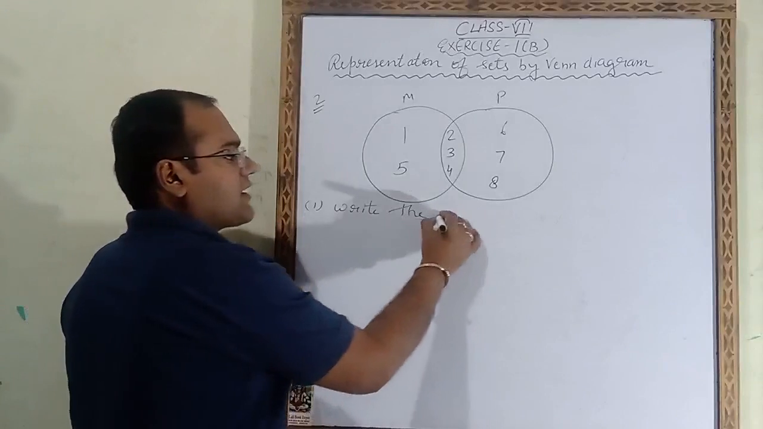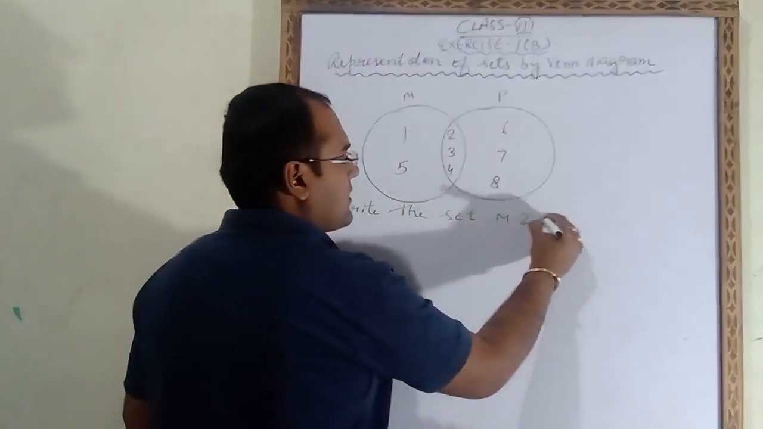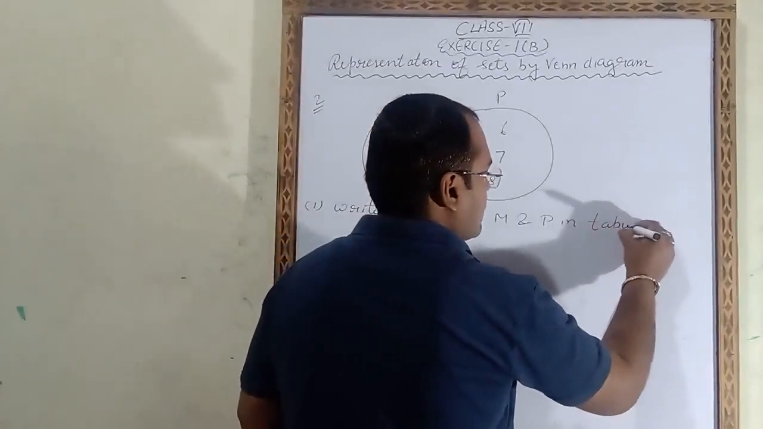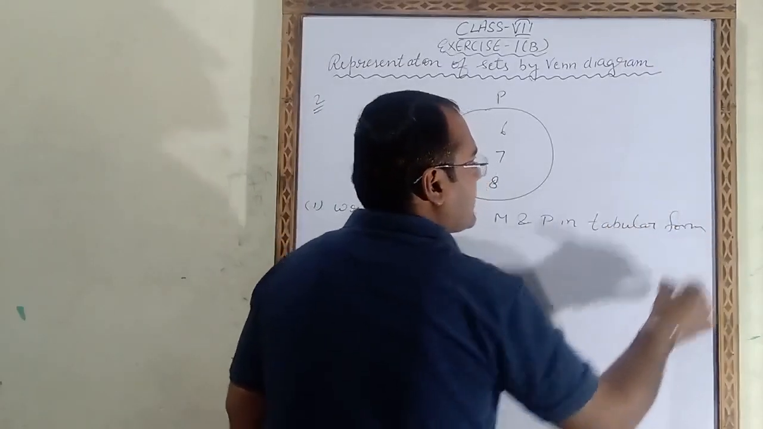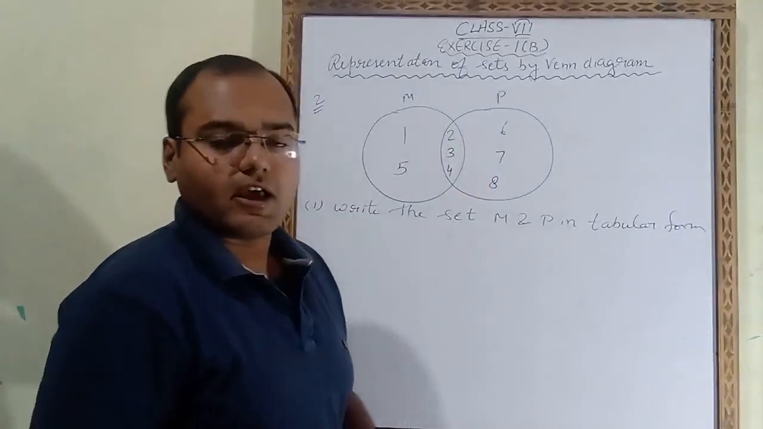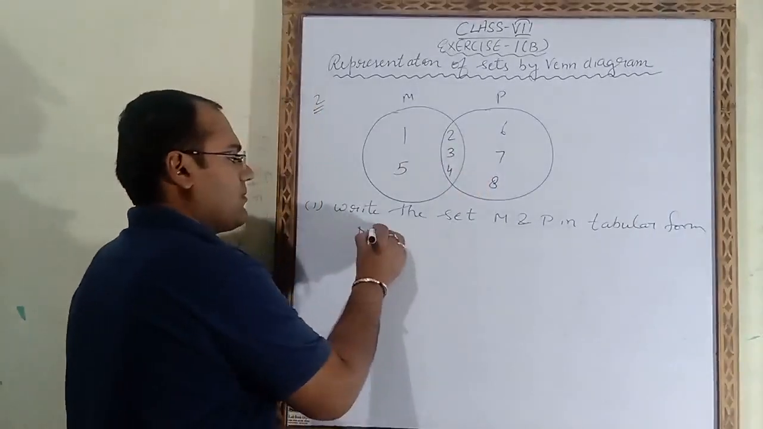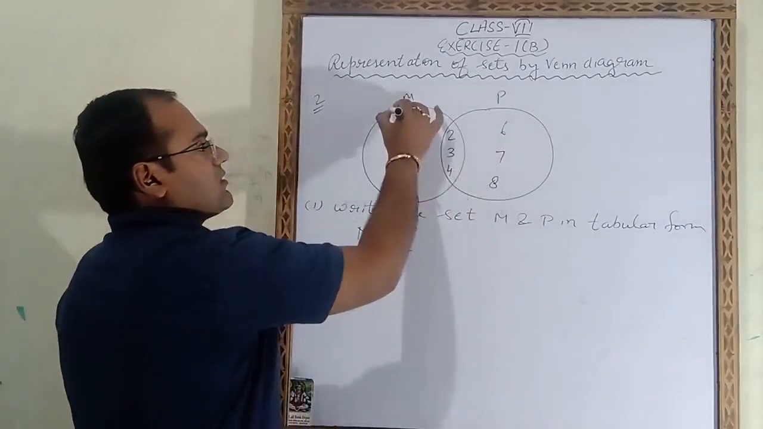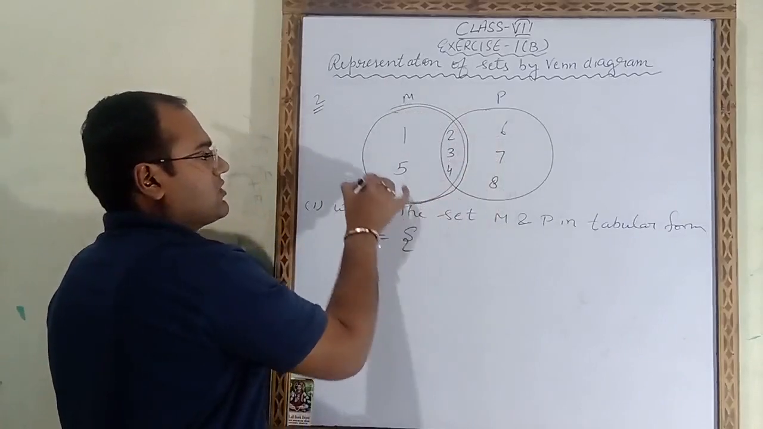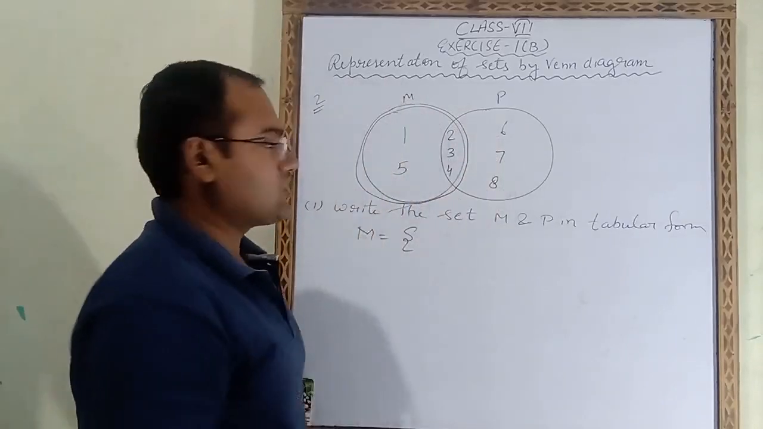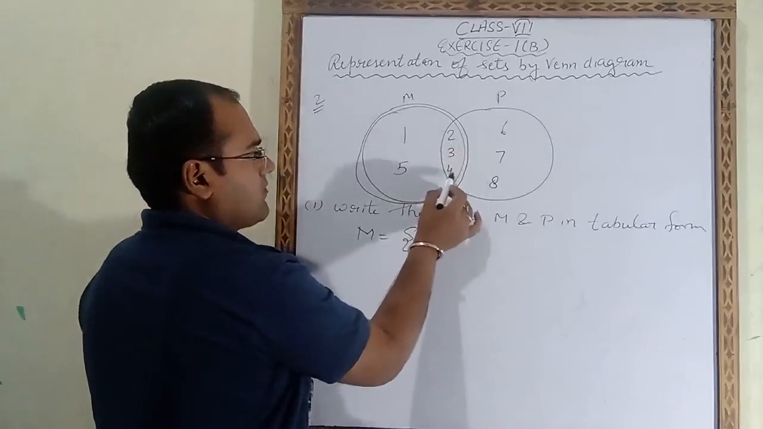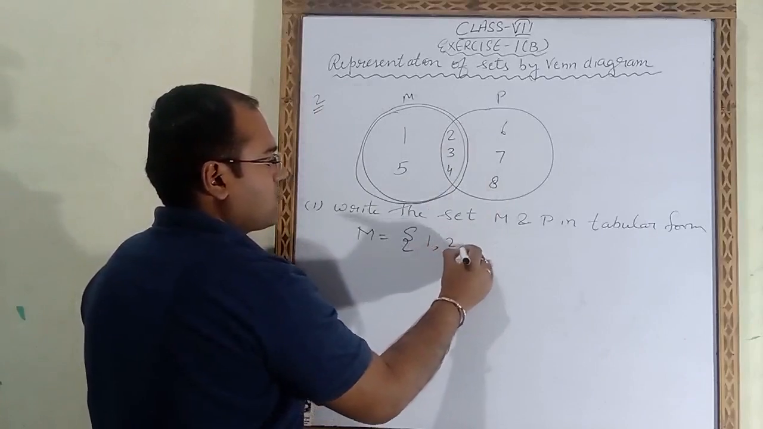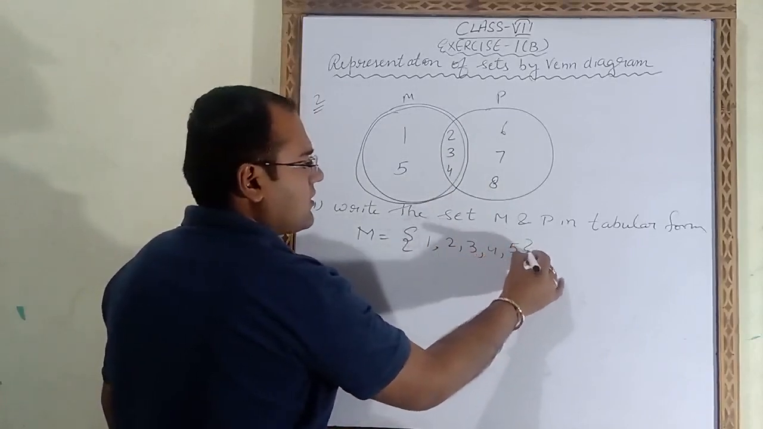First part is write the set M and P in tabular form. We have to write both the sets M and P in the tabular form. So what we will do, we will write M is equal to curly bracket inside this circle. This is the circle of M. So this full circle we will check which numbers are coming. 1, 2, 3, 4, 5. These all numbers are coming in the circle of M. So we will write here 1, 2, 3, 4 and 5.